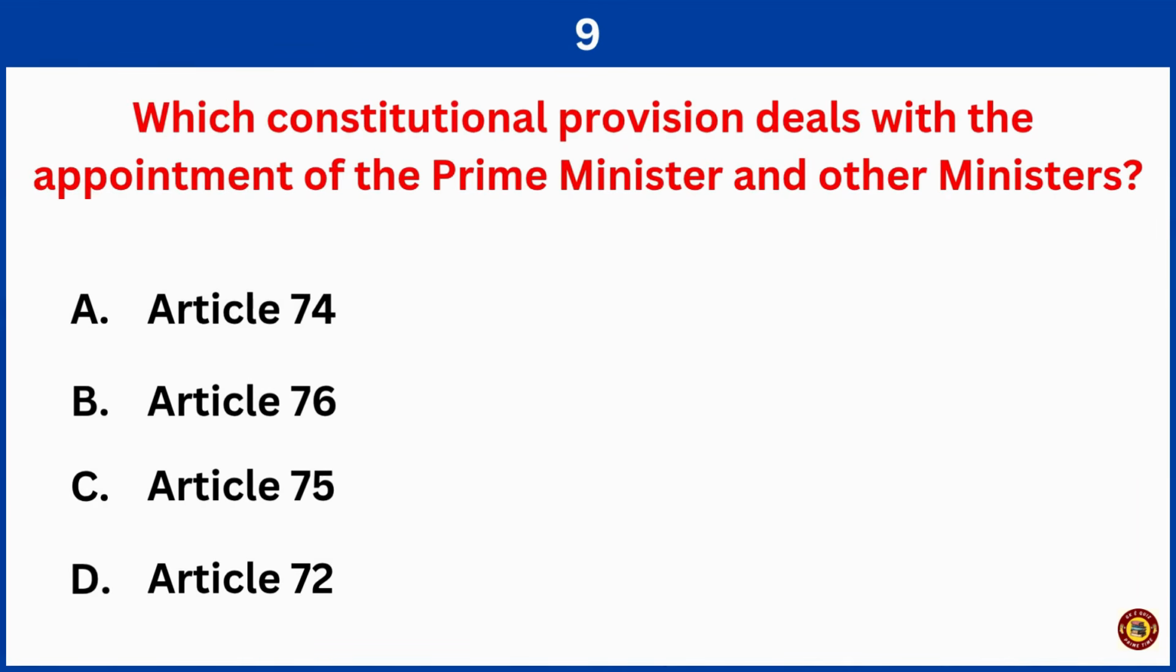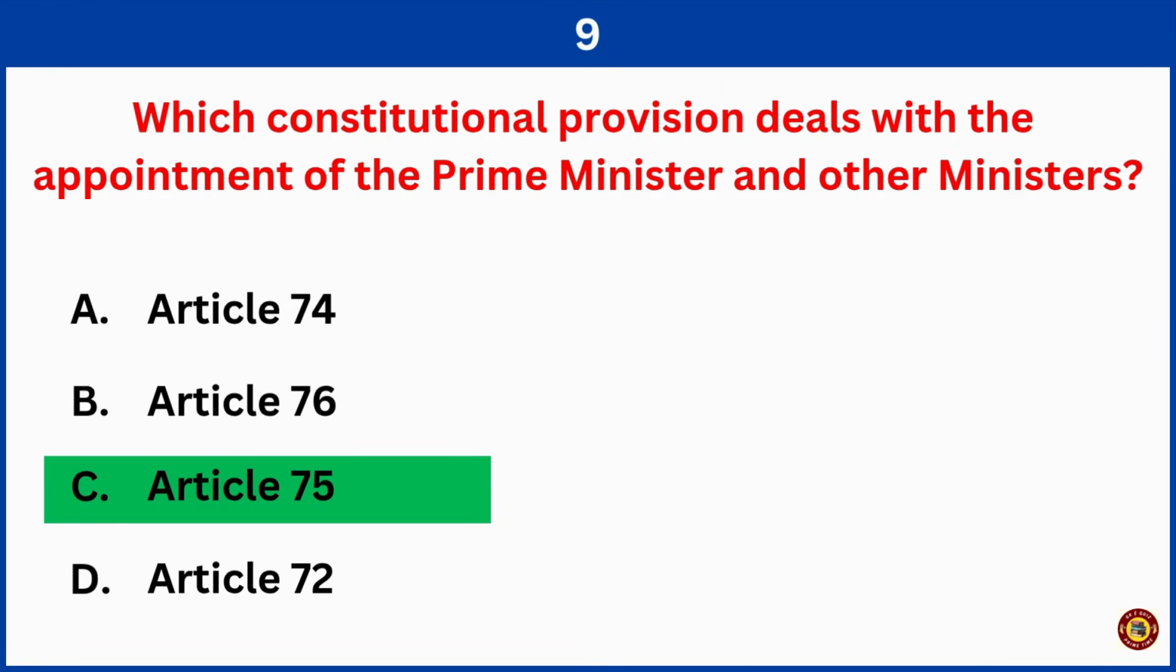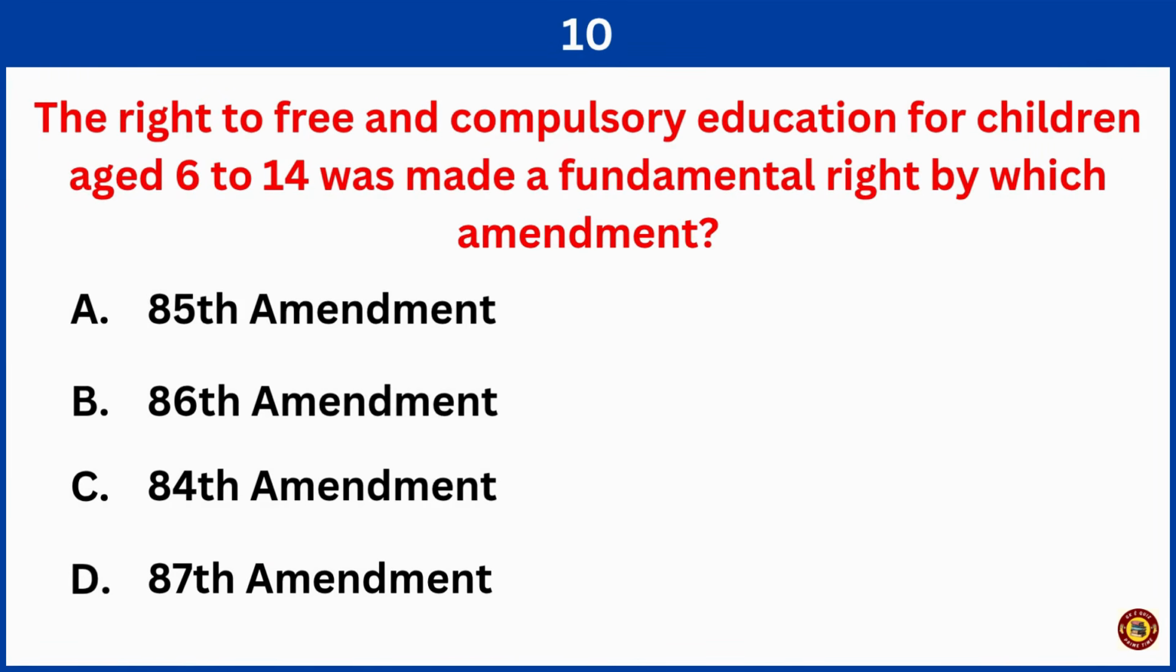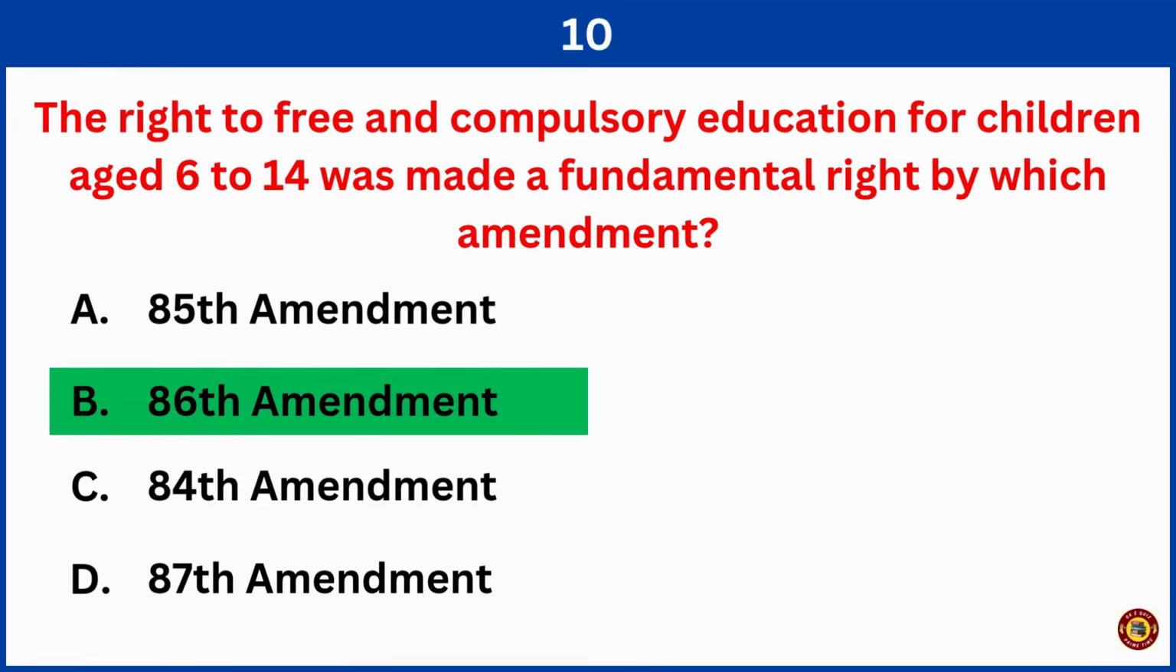Which constitutional provision deals with the appointment of the Prime Minister and other ministers? Right answer is option C, Article 75. The right to free and compulsory education for children aged 6 to 14 was made a fundamental right by which amendment? Right answer is option B, 86th Amendment.